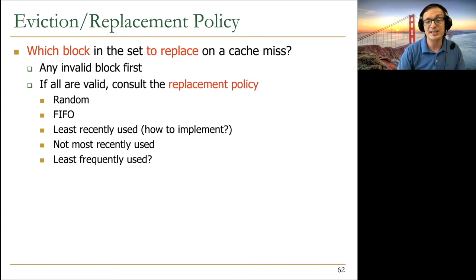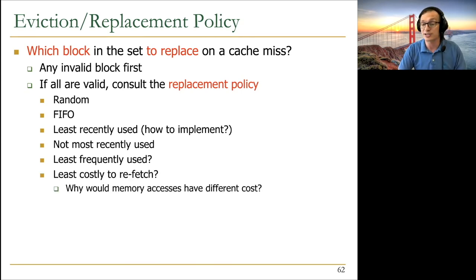But least recently used actually requires a priority ordering of the different blocks, as we will see in the next lecture. Not most recently used is easy. You just keep track of what's the most recently used block, right? So these differ in terms of the amount of information you need to keep about blocks in a cache, right? Least costly to refetch. Memory access may have different costs. We're going to talk about that in the next lecture.